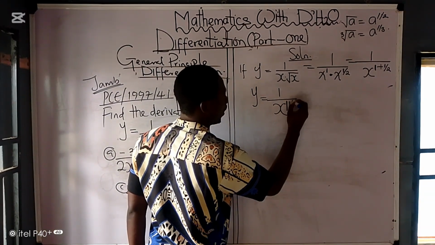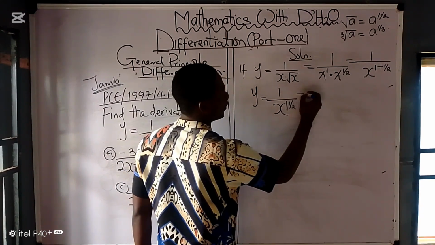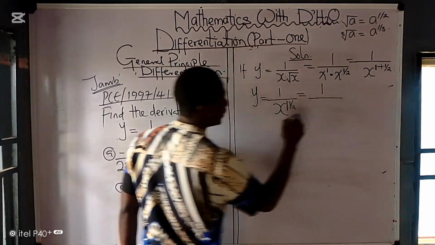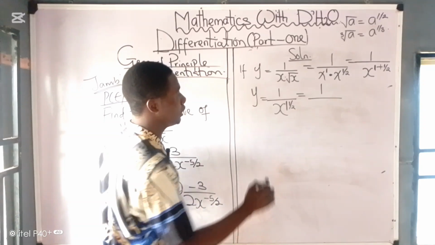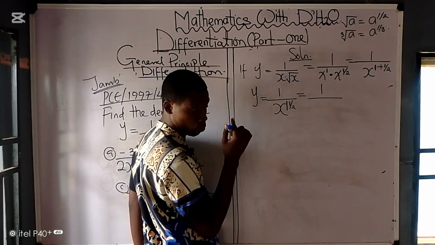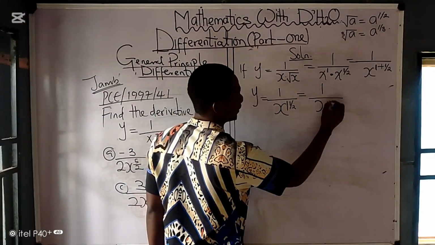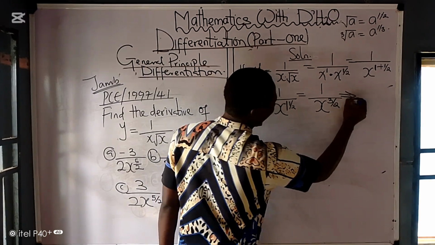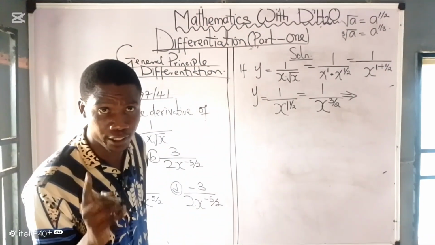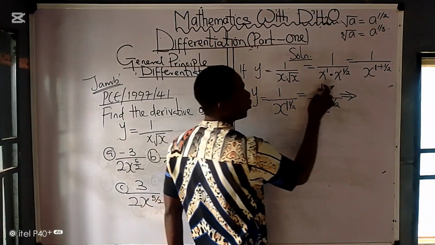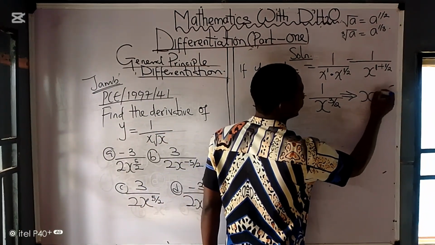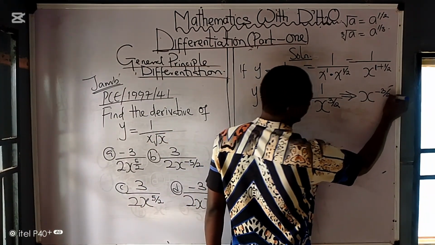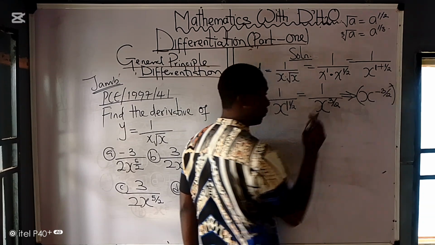This will give us 1 and a half. So furthermore, we have 1 over 1 and a half. We can convert it so that you have 2 times 1, 2 plus 1. So you have x raised to the power of 3 over 2. So finally, according to the laws of indices, if I carry this x up, it will become x raised to the power of minus 3 over 2. This is what we want to differentiate.